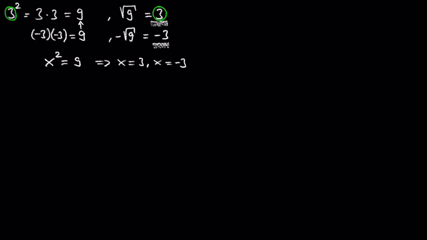What is 5 squared? Let's see. 5 times 5 is 25. Now, what is the square root of 25? Again, we'll find the solution by asking ourselves what number multiplied by itself is 25. The solution to this problem is 5, because 5 times 5 is 25.